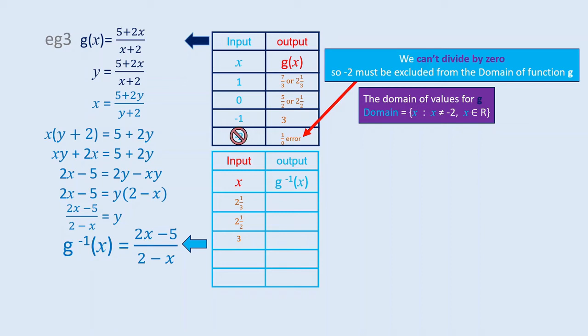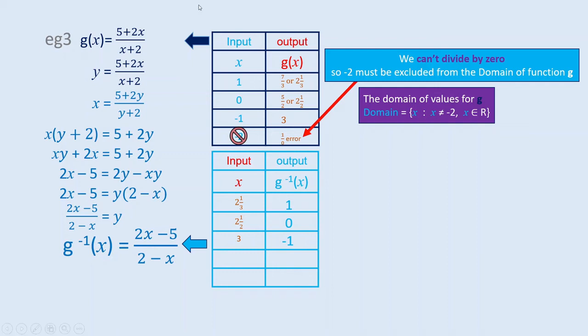I can input all of the output values from the previous function. If I input 2 1/3 into this function, I get an output of 1. Go ahead and hit pause and try it if you don't believe me. If I input 2 1/2 into this function, I get an output of 0. Again, feel free to substitute that in for yourself. If I input 3 into this function, I get an output of negative 1.